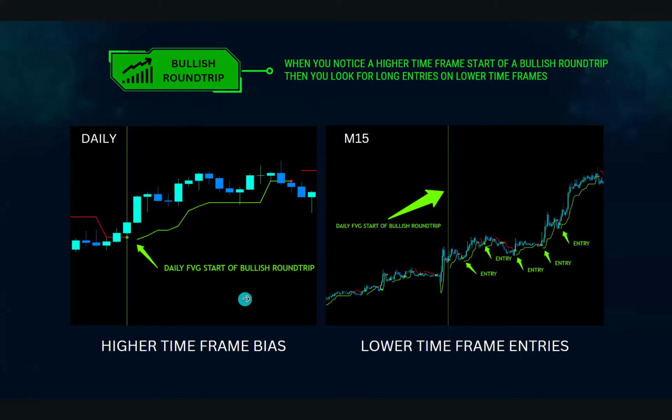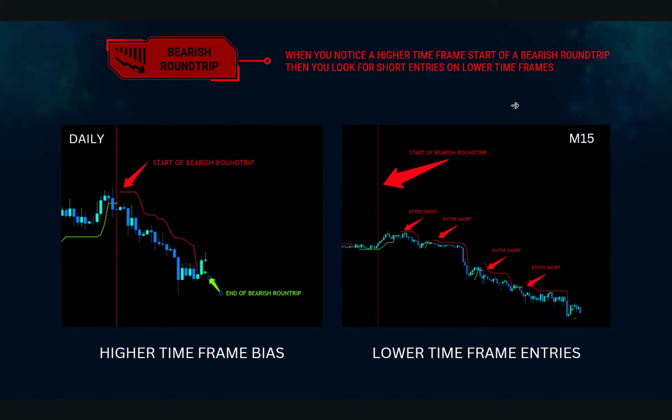But over here, we'll have our higher time frame bias. In this example, we've got the daily. So you can see over here, we've got the daily fair value gap, the daily round trip starting on the bullish side. And then if we go into the lower time frame, which is our entry level, you can see this line represents the start on the daily. And then every time here, we're looking for our entry. So it's super, super basic, and it's based on the same strategy as indicator X. We've got our higher time frame bias, and we've got our lower time frame looking for entries.